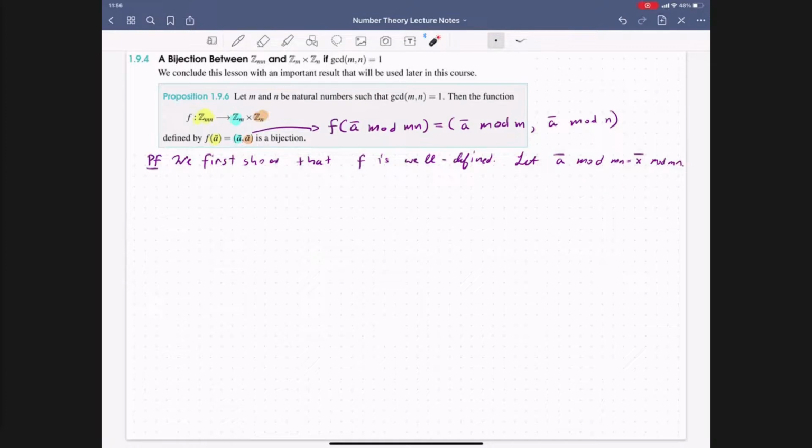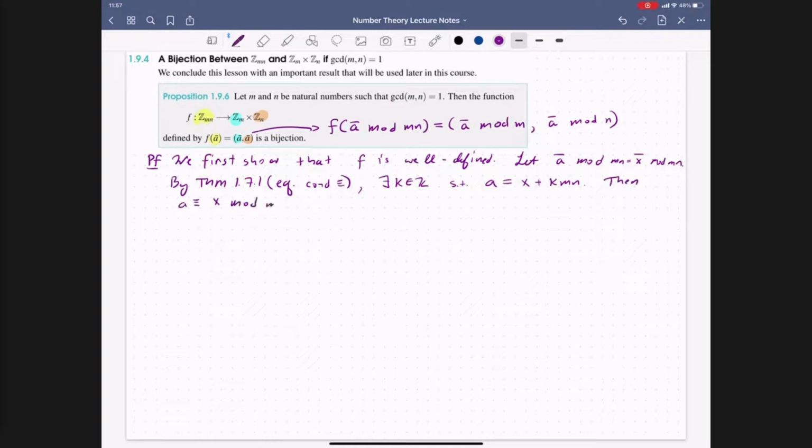We have this equality by the theorem on the equivalent conditions of congruence. So this is theorem 1.7.1 in the lecture notes. We have that there exists an integer k such that a is equal to x plus k times mn. And so we have this. Then we have that a is congruent to x, and so we're just doing the same exact argument we did a moment ago for one of our earlier results. And so we have a is congruent to x mod m, and a is congruent to x mod n.